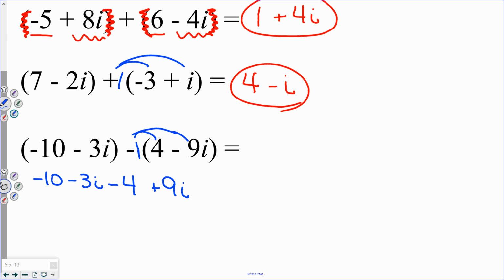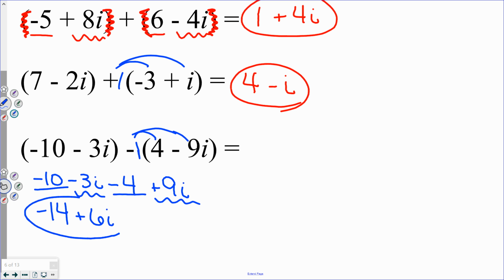You can. But you know what's going to happen? People are going to forget to do that. But if you're comfortable with that, by all means, because that's how I do it. I do them in my head that way. But I've found through the years that students don't do that. They forget. So then I have negative 10 minus 4, which is negative 14. And negative 3i plus 9i is positive 6i. Yeah, that's it. Adding and subtracting is not bad as long as you remember that negative in between there.